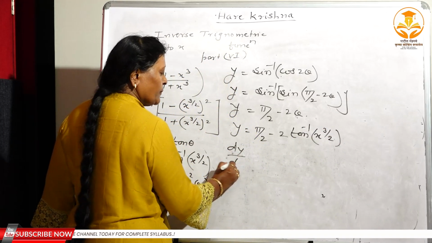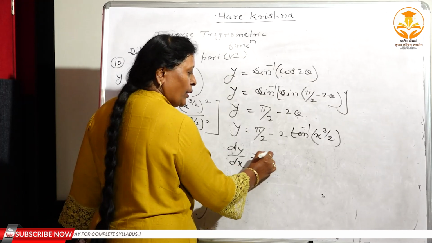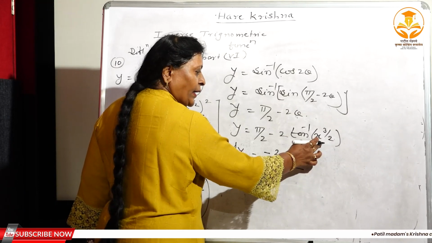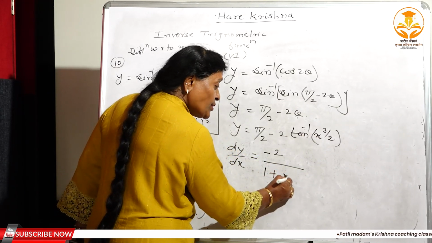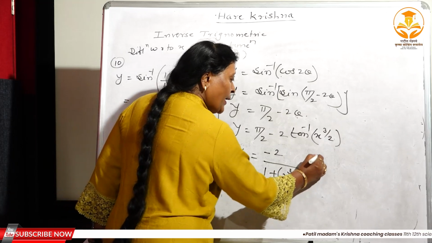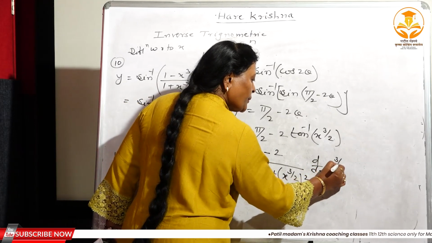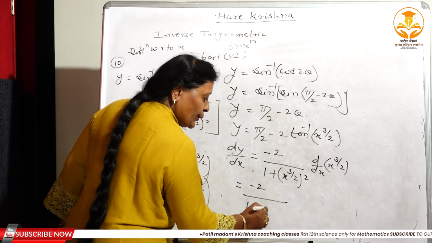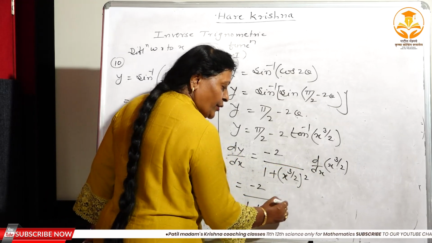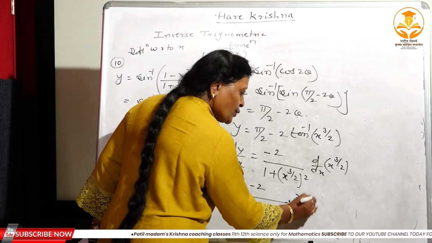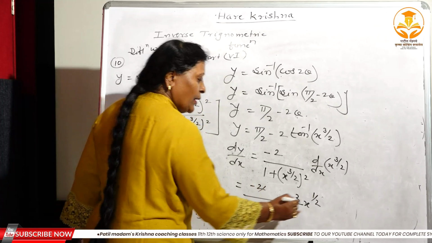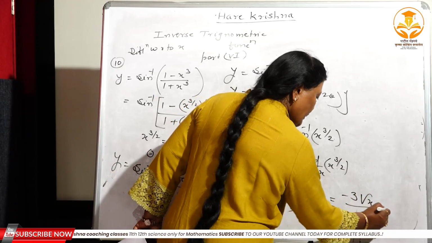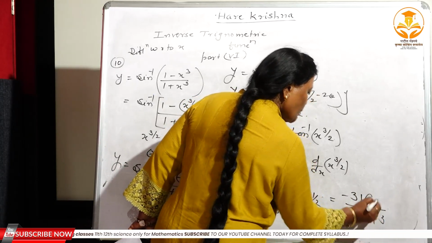Again dy by dx. The derivative of pi by 2 is 0. Minus 2 remains as it is. Here again you have to substitute u. The derivative of tan inverse u is 1 upon 1 plus u square, meaning 3 by 2 whole square, and d/dx of x to the power 3 by 2. Again minus 2 divided by 1 plus x cube. What is the derivative of x to the power 3 by 2? It is 3 by 2 x to the power 1 by 2. The 2s get cancelled. Here you can write minus 3 times x raised to 1 by 2, which is nothing but root x, divided by 1 plus x cube.